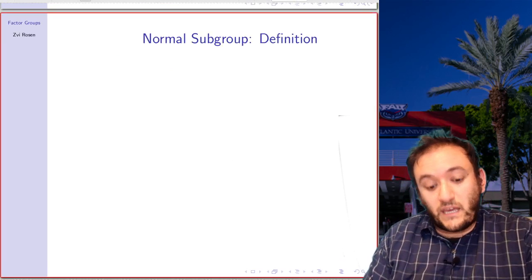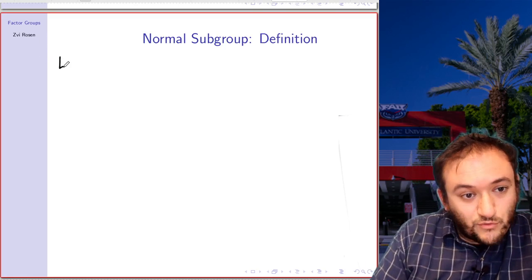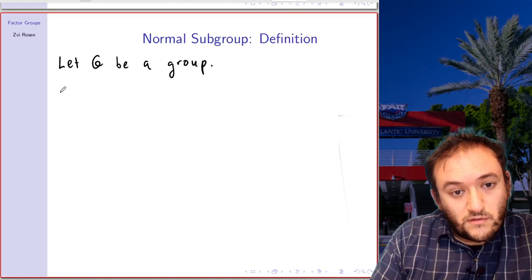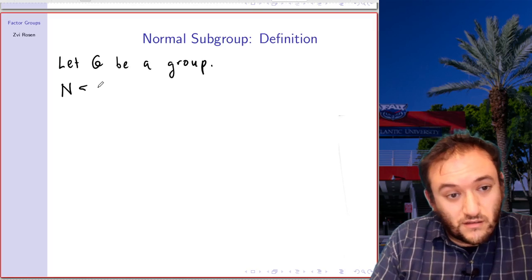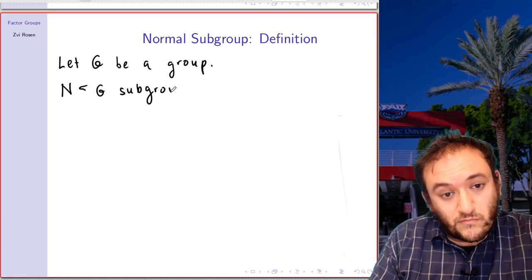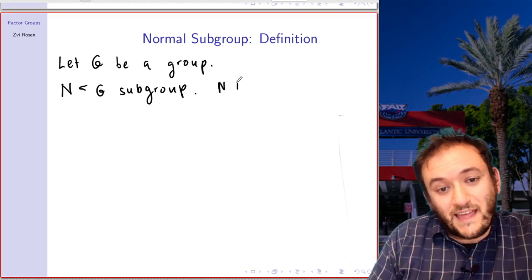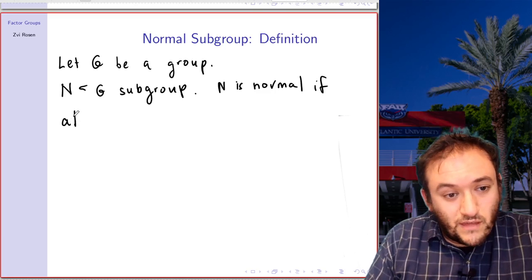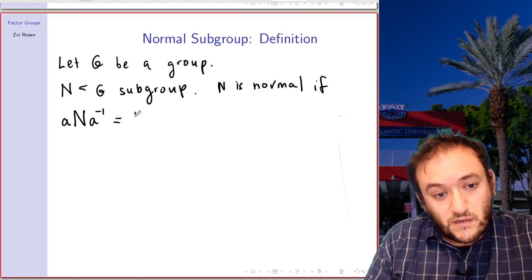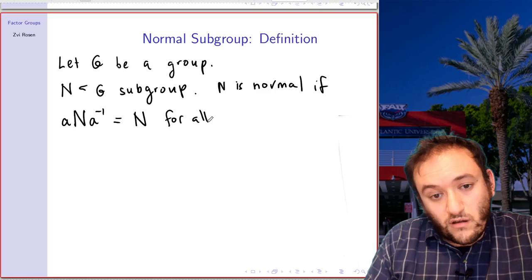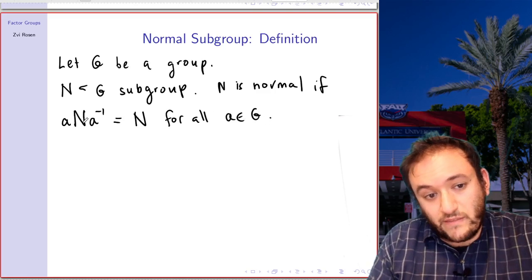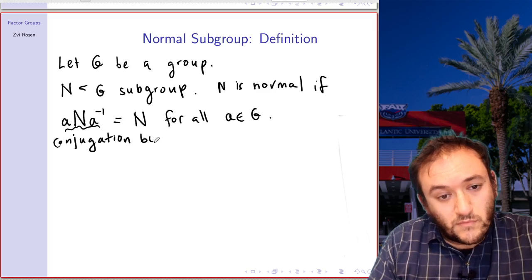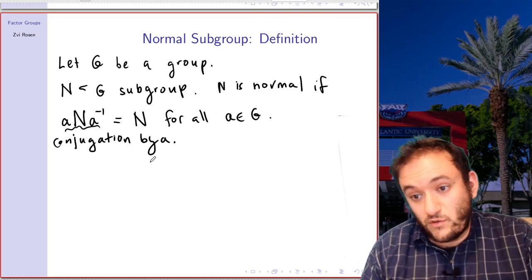So let's start by defining a normal subgroup. Let's say we have a group G, and a subgroup N in G. We say that N is normal if ANA inverse is equal to N for all A in G. This we've spoken about is called the conjugation by A. So conjugation by A preserves the normal subgroup.